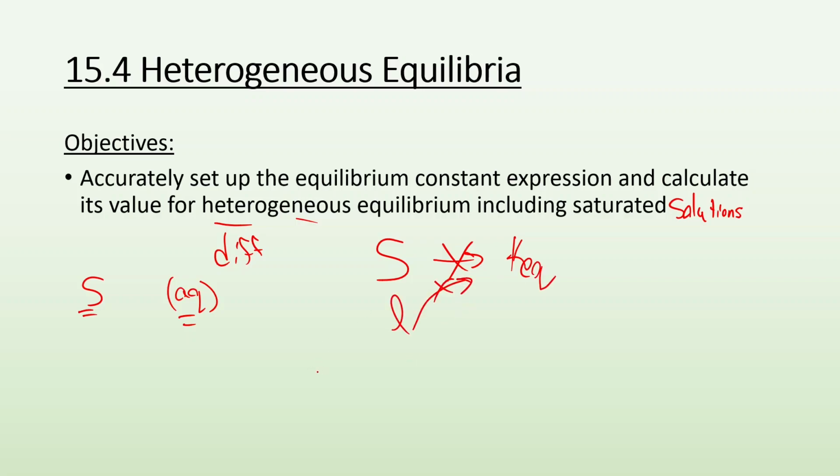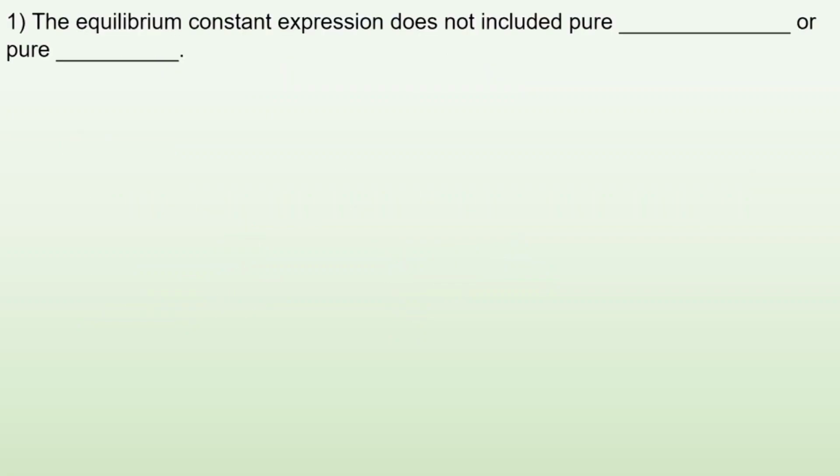And the reason for that is, if you remember what happens to the units, they get compared to a standard, a reference. So if we're talking about aqueous things, the reference is 1 molar. And if we're talking about pure solids, their reference is the concentration of a solid. So it just cancels itself out. And same thing with the liquid. So we don't include them in our equilibrium constant expressions. All right, so number 1, the equilibrium constant expression does not include pure blank or pure blank. So you could change the order, pure solids or pure liquids. They are not included in the equilibrium constant expression.